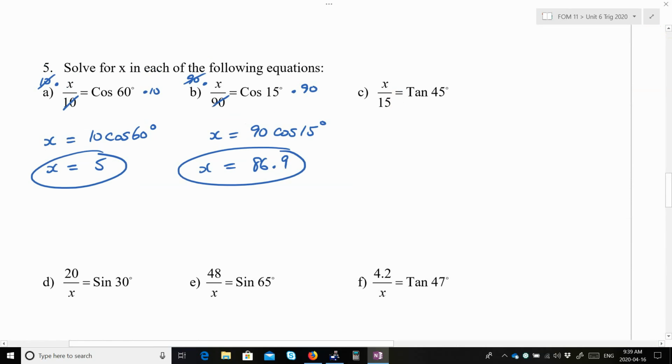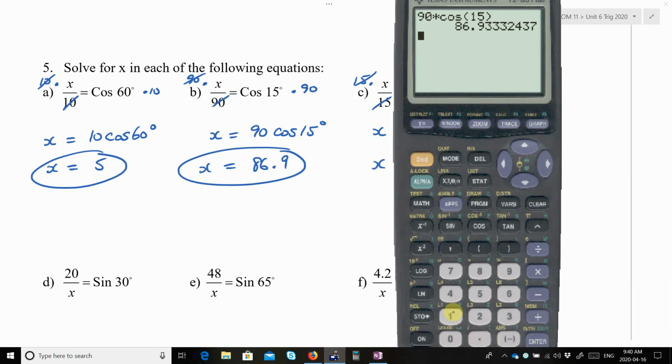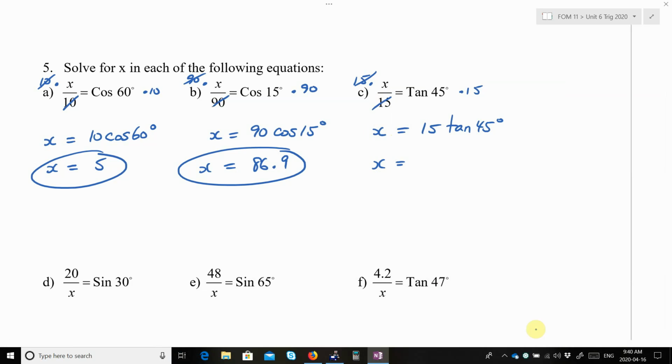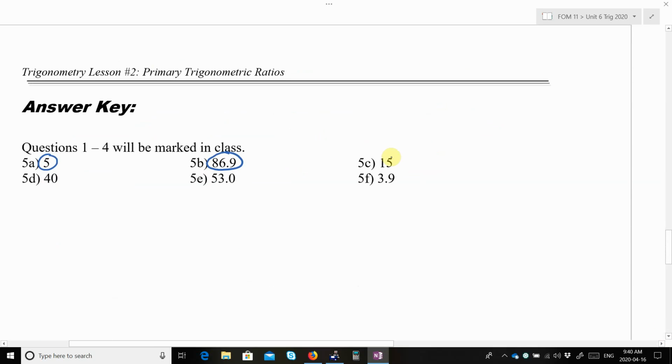Letter C, x divided by 15 equals tan 45. So I'm going to multiply both sides by 15. That cancels to 1. You get 1x equals 15 times tan 45 degrees. 15 tan 45. I'm going to see if it'll do multiplication without me writing it. Yes, it does. If you want to show it the other way, 15 times tan 45 is 15. That's because tan 45 is equal to 1, so it's ultimately doing 15 times 1 there. All right, so is 5C equal to 15? Yes.